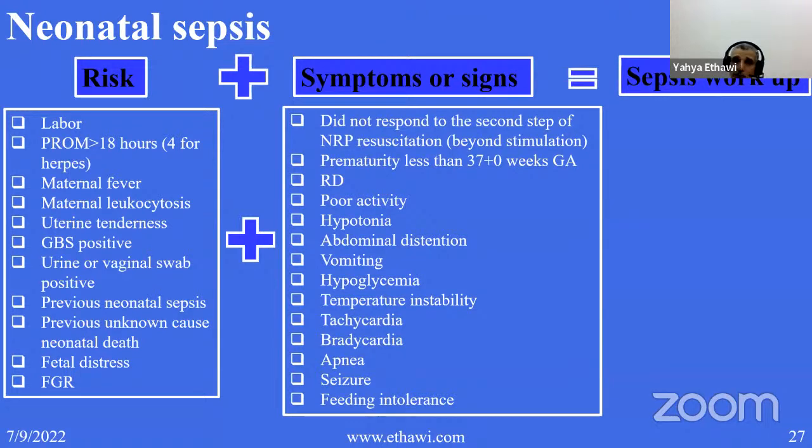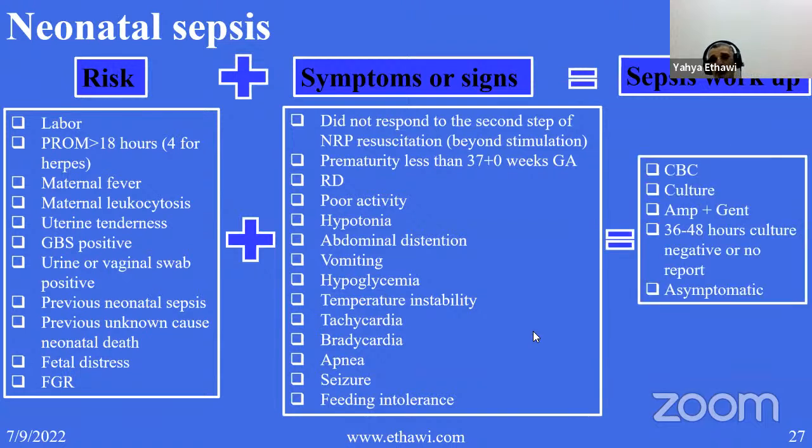These are symptoms. So if you have both, then you do the sepsis workup, which includes CBC, you do culture, you start ampicillin and gentamicin if it's inborn, you start amikacin, cefotaxime if it's outborn, and then you wait 48 hours. If the culture is negative, or even there is no report, and the child is asymptomatic, you stop the antibiotics. If the culture is negative, but the child is symptomatic, then you have to decide whether it's a culture negative sepsis or not.